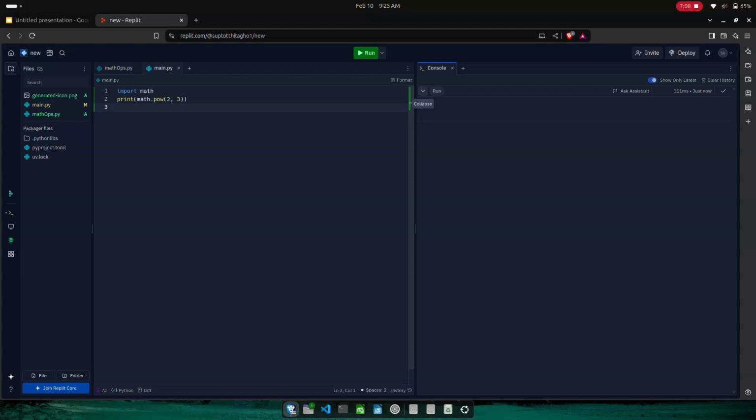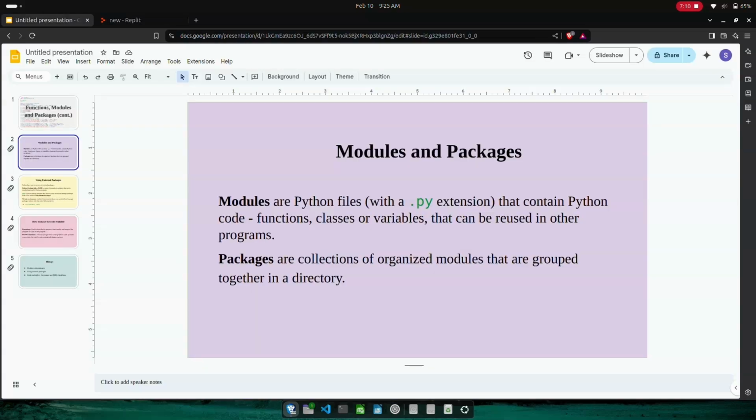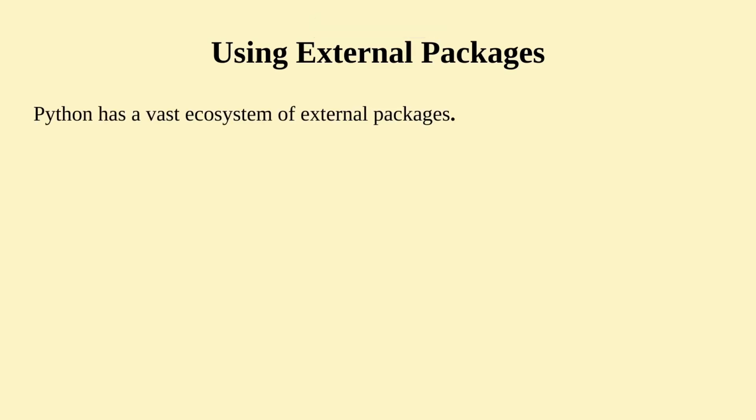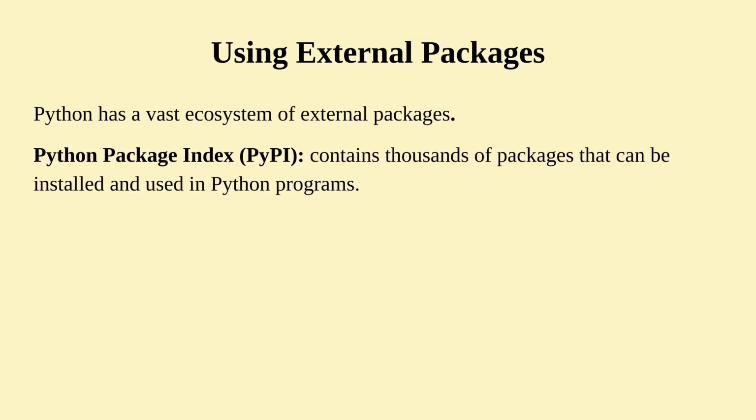Now let's learn how to use an external package. Using external packages: Python has a vast ecosystem of external packages. These packages are created by developers from around the world and can be easily installed. The Python Package Index, or PyPI, contains thousands of packages that can be installed and used in Python programs. These packages range from simple utilities to complex frameworks.